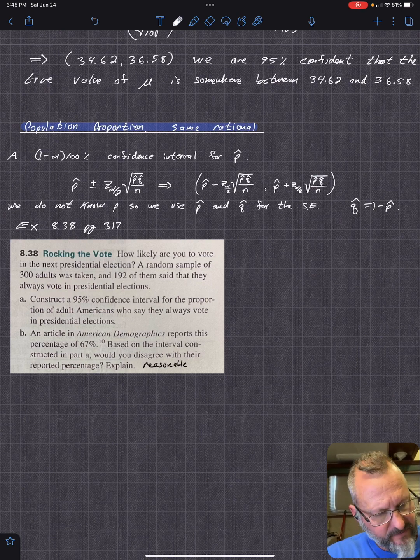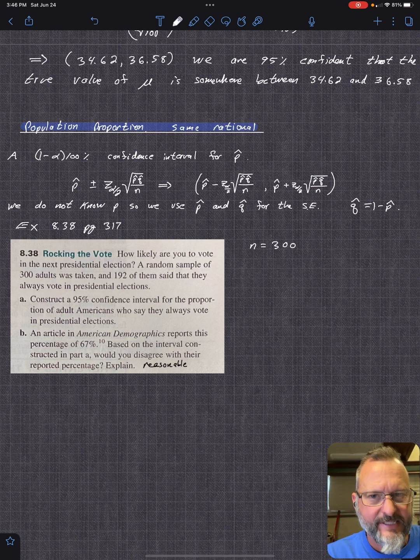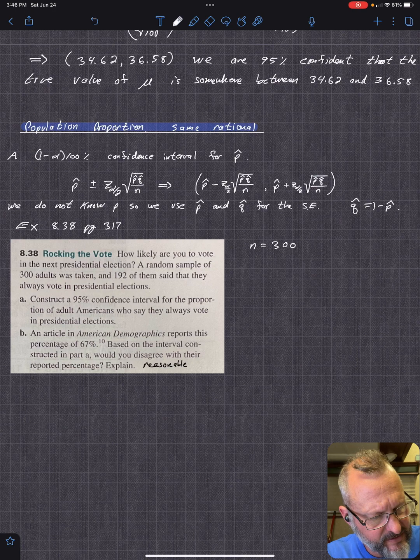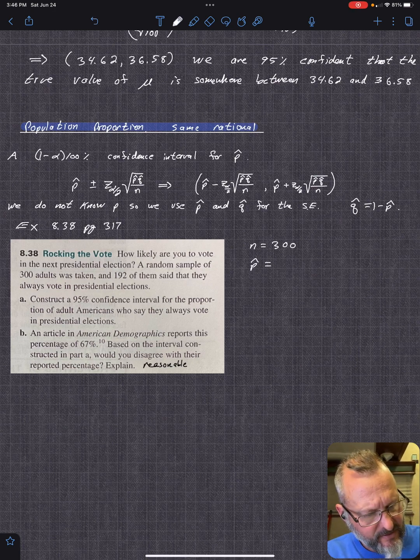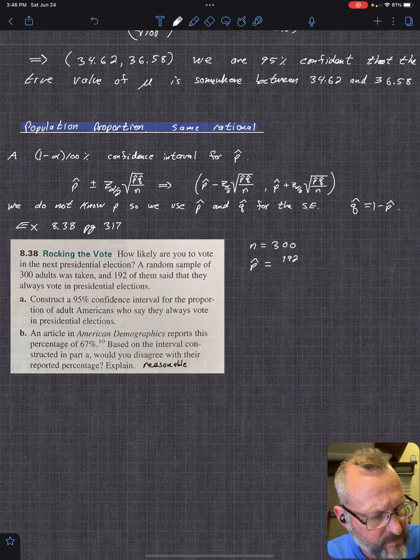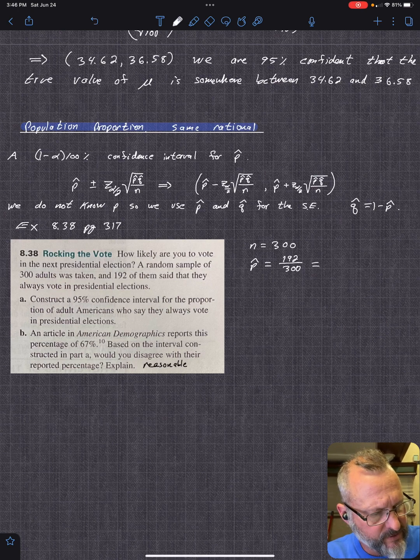All right, so let's start writing down our information. You want to write down the data, so what you're looking for. We need n, and n is given to be 300. You always want to know your sample size n when you look at statistics. So p hat will then be what? Well, you did 300 adults, and 192 said they would vote. So it's 192 over 300. You divide that on your calculator and you get 0.64.